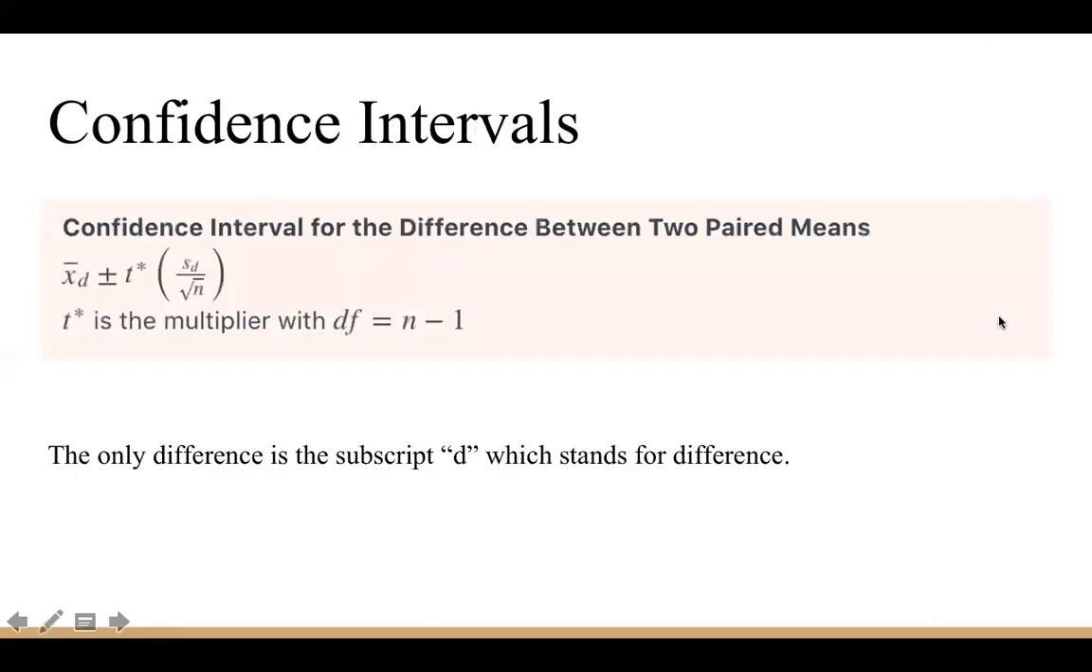So this looks familiar to the confidence interval for one sample mean, but really the only difference is that you use the difference between the two means, and that's what your X bar is here.